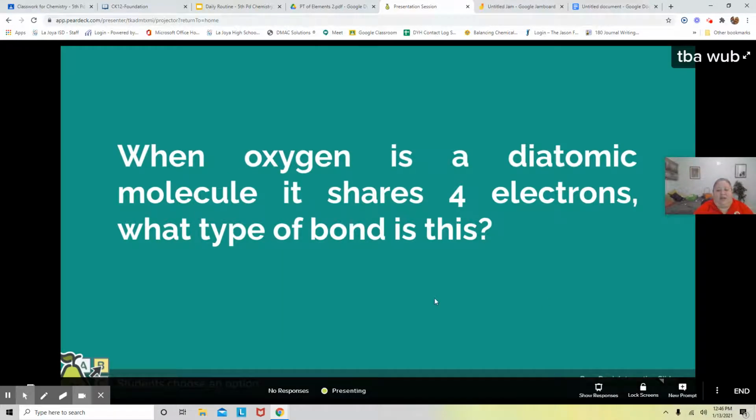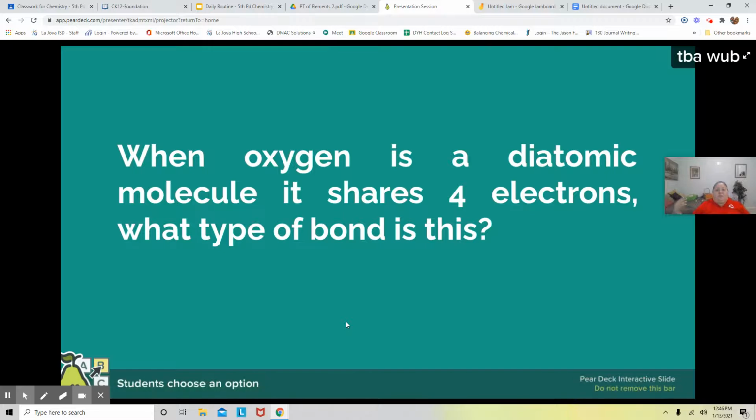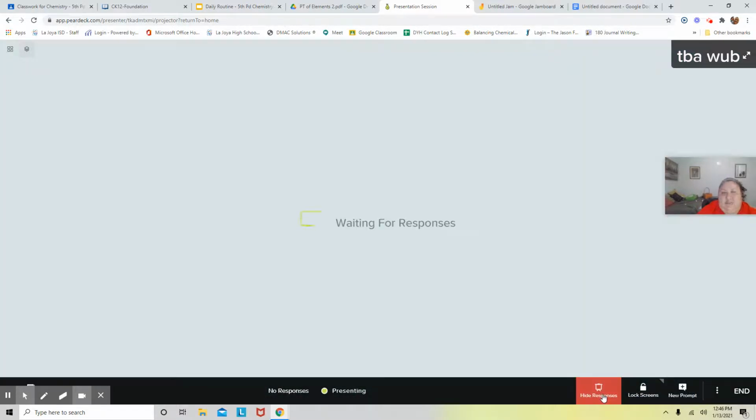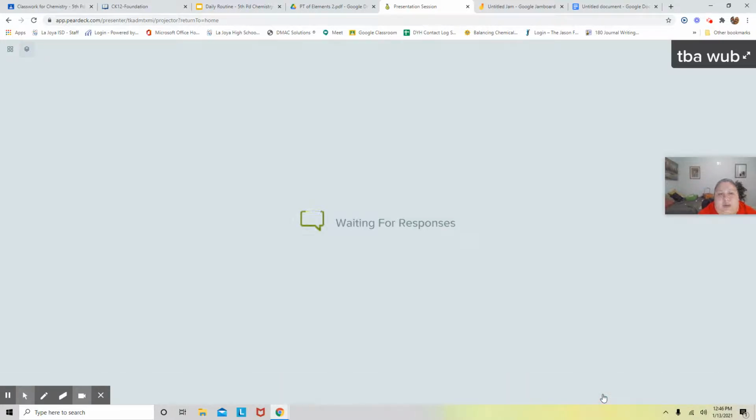Now this is where you come in, Irvin. When oxygen is a diatomic molecule, it shares 4 electrons. What type of bond is this? And I believe it's A, single, B, double, or C, triple. What's the answer for this question if there's 4 electrons? What would you pick, Irvin? A, single, B, double, or C, triple? And of course, we're talking in terms of bonds. Single bond, double bond, or triple bond.